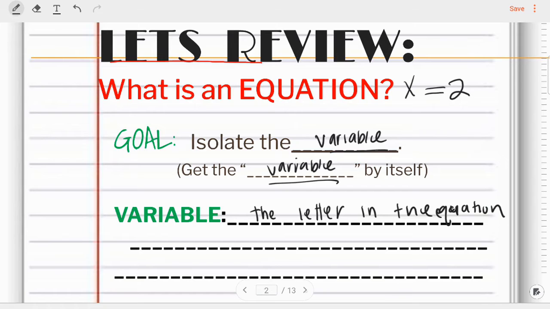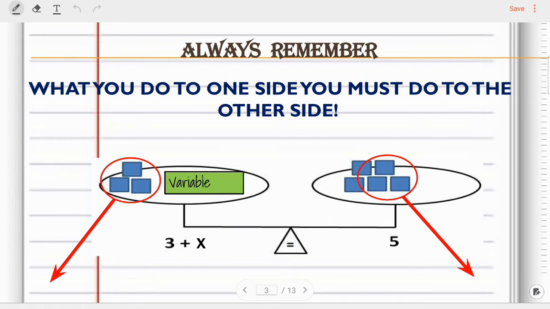All right, let's look at a visual representation. So this is a visual representation of an equation. You can see that it says 3 plus x equals 5. So notice my picture. What I have is 3 little cubes that represents this 3. The variable is what represents the x. And I've got these 5 cubes on the other side that represent this 5. And right now my scale is balanced.